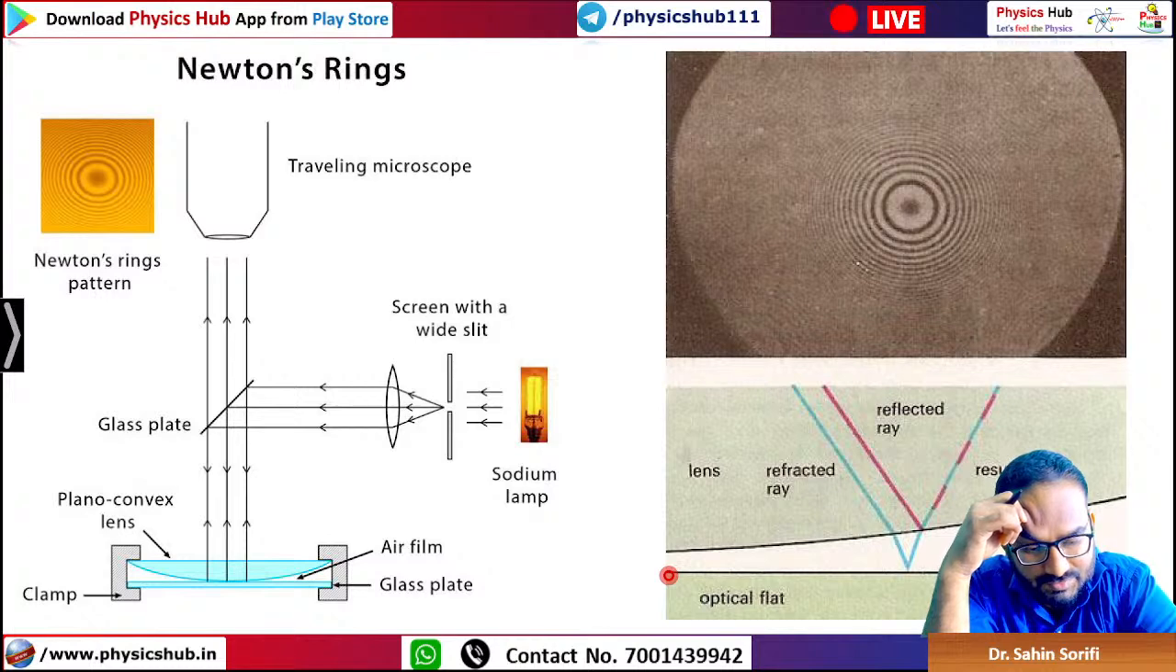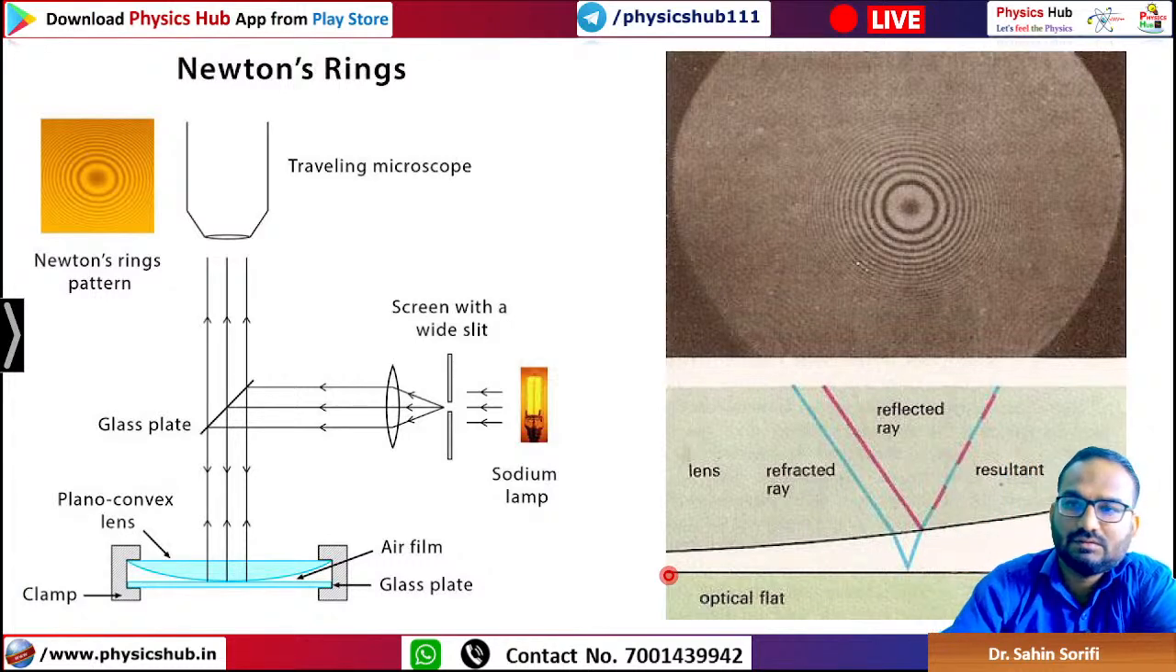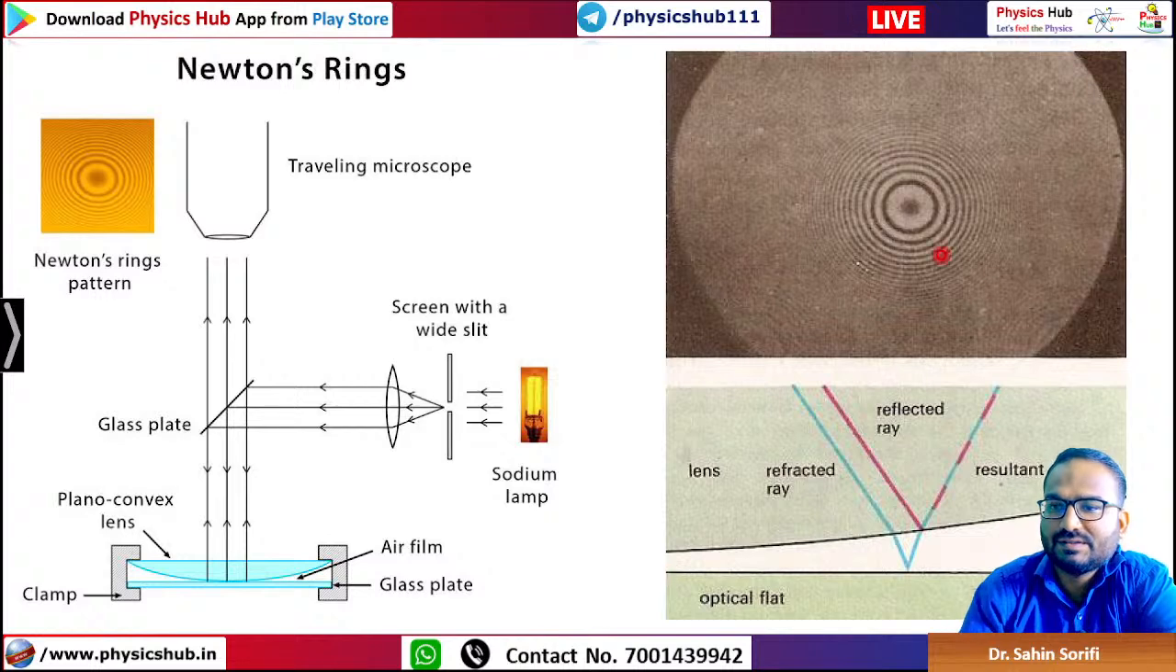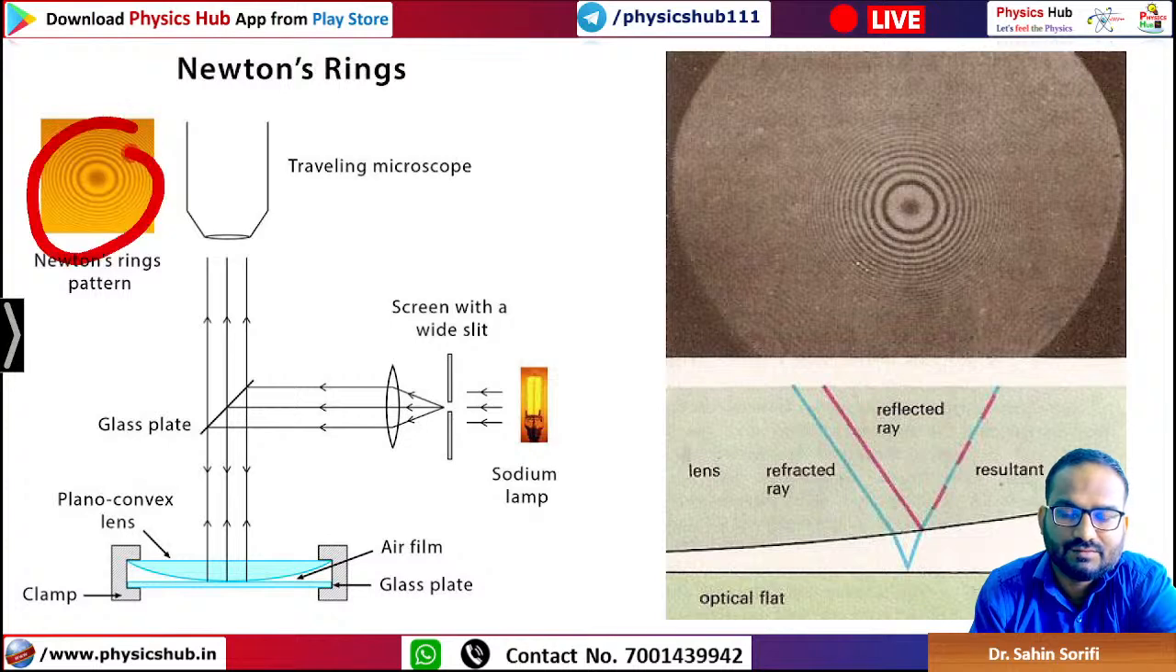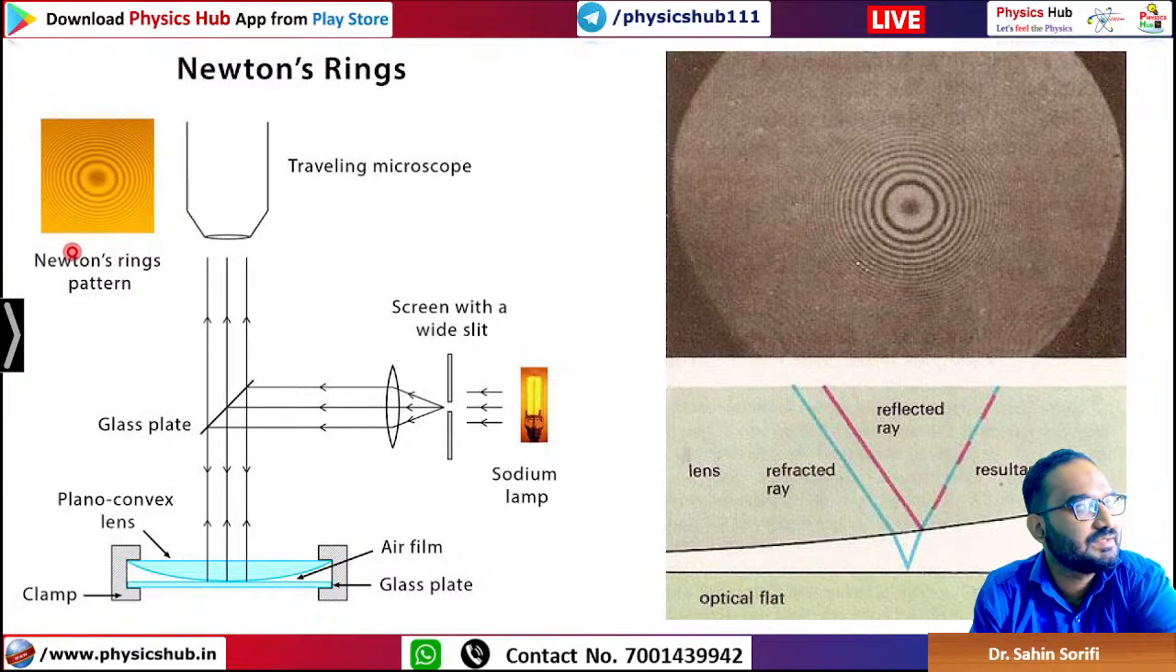Yes, sir, in MSc. Okay, then you must have seen this kind of concentric bright and dark rings. This is exactly, we have also done it in BSc, as far as I remember, maybe. Anyways, you can see this arrangement.